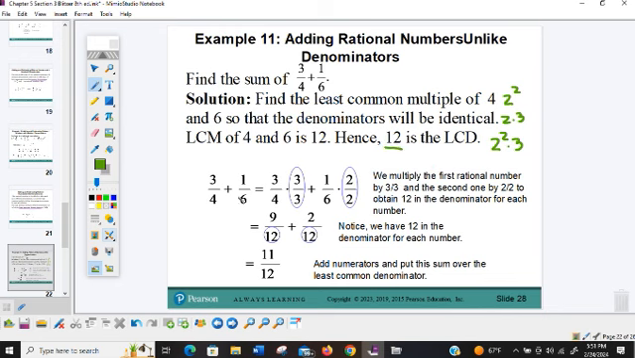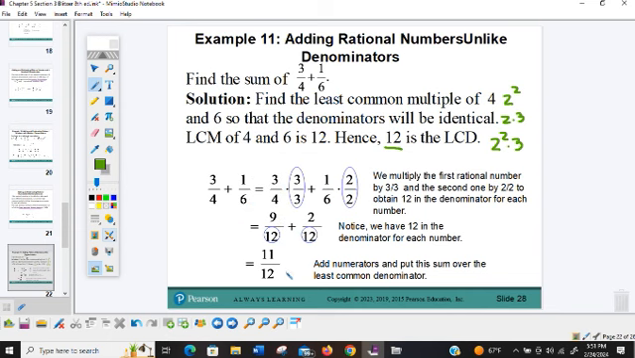So we need to take 3/4 and change it to 12ths. 4 times 3 is 12, so you have to multiply the top and the bottom by 3. 3 times 3 is 9. 4 times 3 is 12. We have to take the 6 and change it to a 12. We have to multiply by 2, top and bottom. 1 times 2 is 2. 6 times 2 is 12.